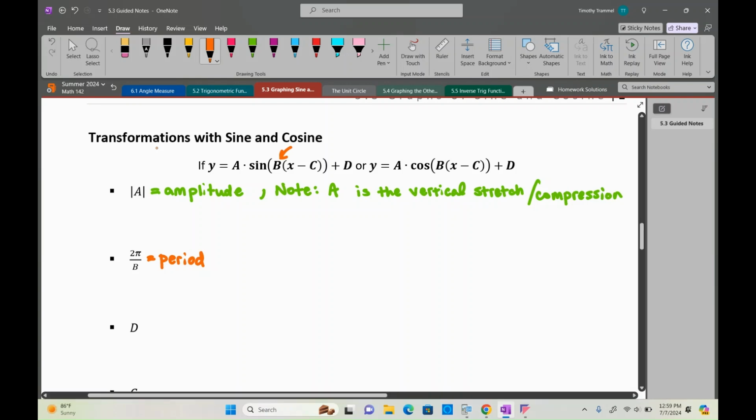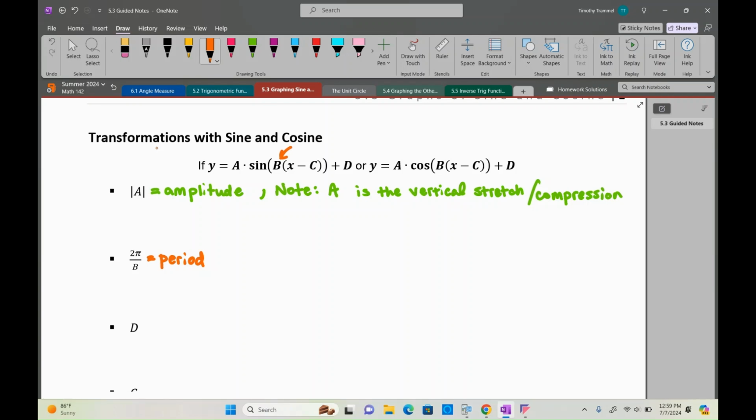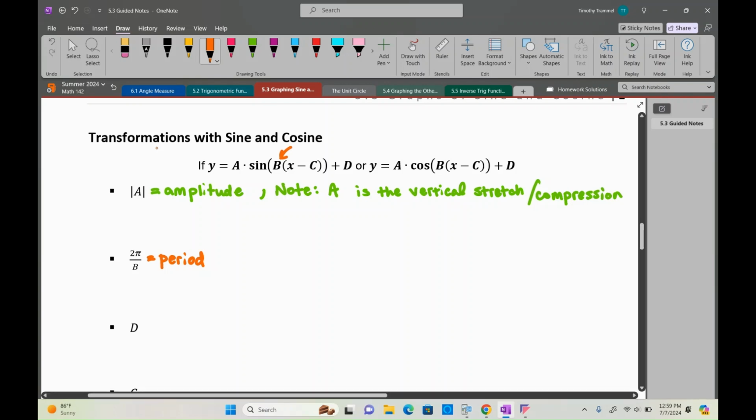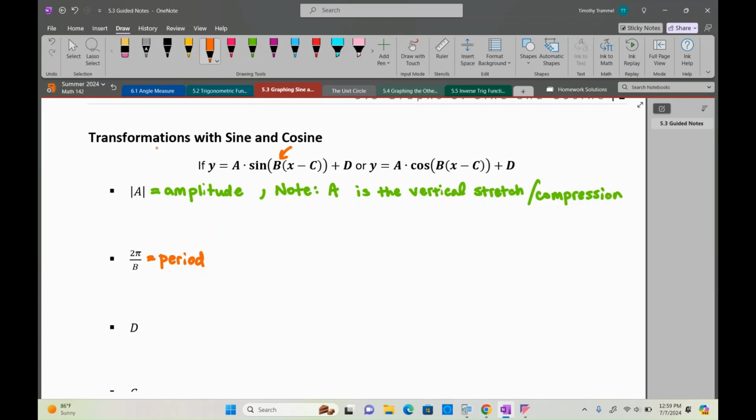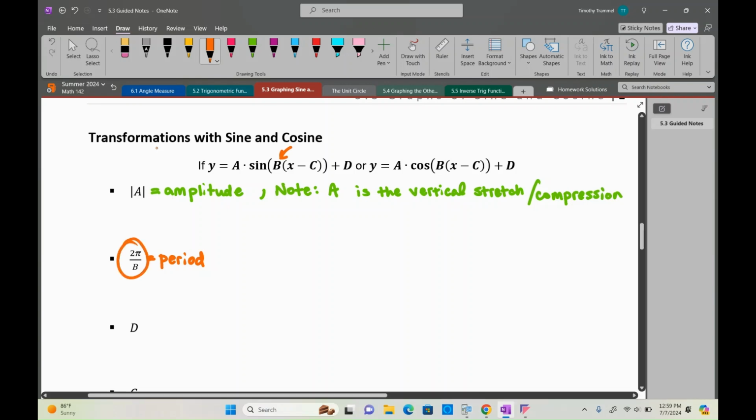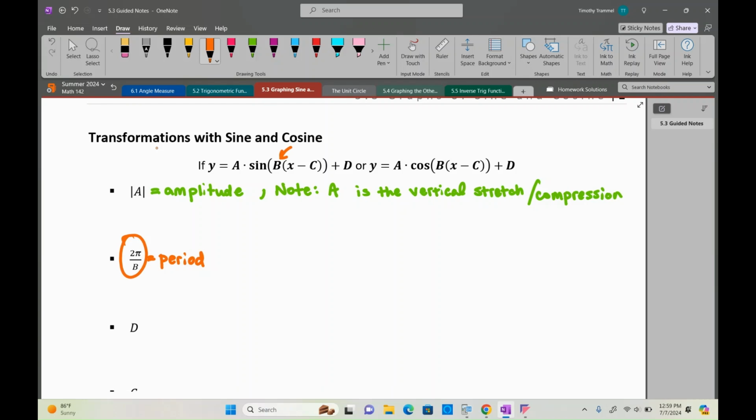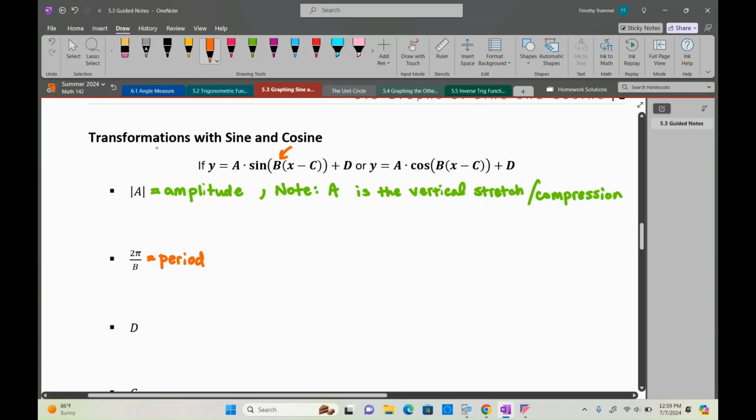If B were equal to 2, we'd actually have a compression, a horizontal compression. Versus if B were, say, equal to 1/2, we'd have a horizontal stretch. And so what's going on here is, if B is 2, we're having a compression. So we're going to complete one period faster now. Rather than completing it in 2 pi units, we'll complete it in 2 pi over B units.